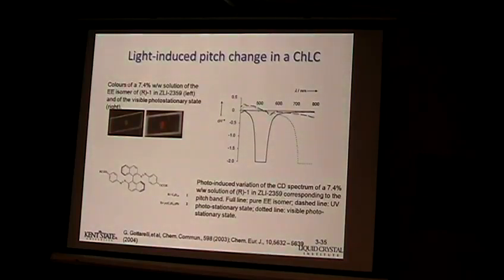So you can see that they can change the material. They make this material left-handed, then change it to right-handed, and you can see that the reflection gets shifted, right?